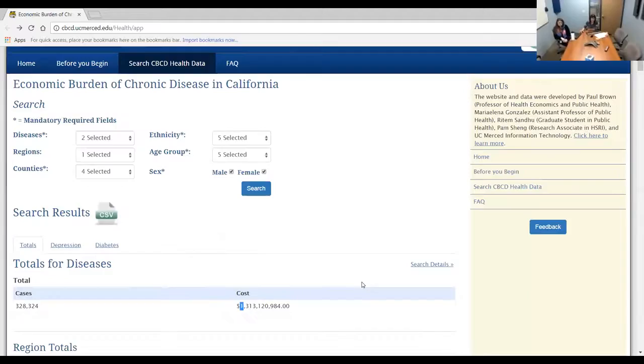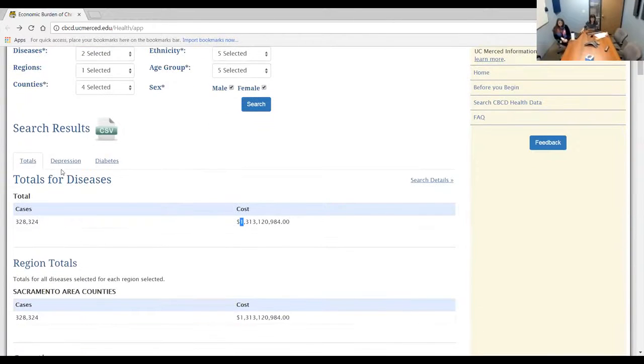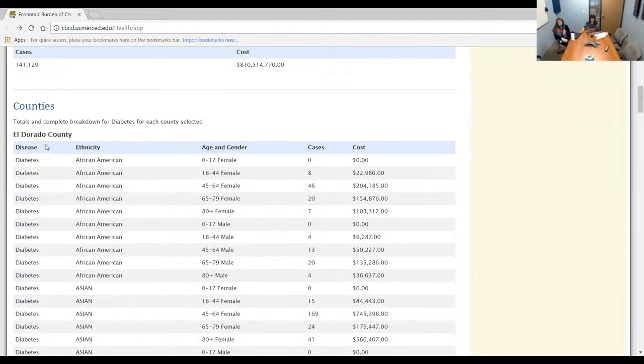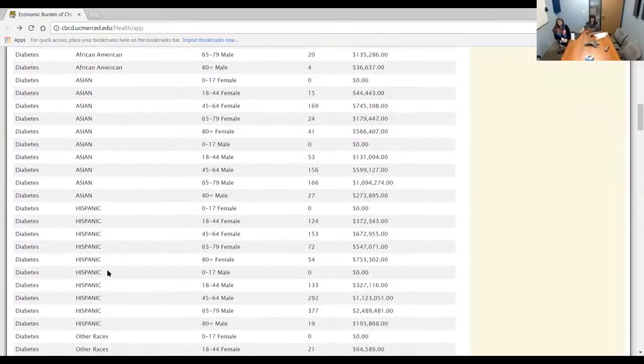This can all be downloaded in a CSV file. These are the totals. You can see because I selected 2 diseases though, it also breaks it out just for depression and for diabetes. So if I go to my diabetes tab, I can see the number of cases represented in these 4 counties, just under $1 billion, and it'll talk specifically by race and by ethnicity.